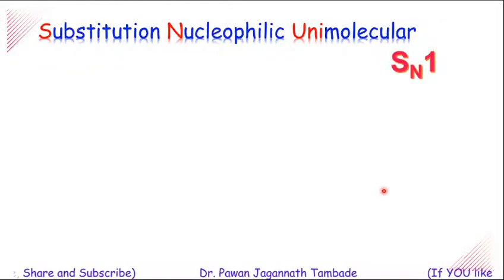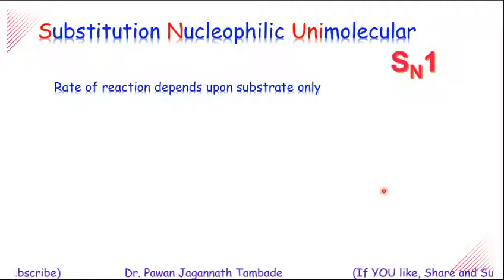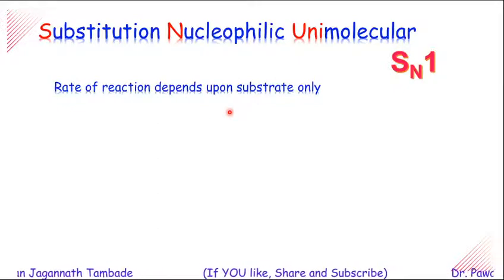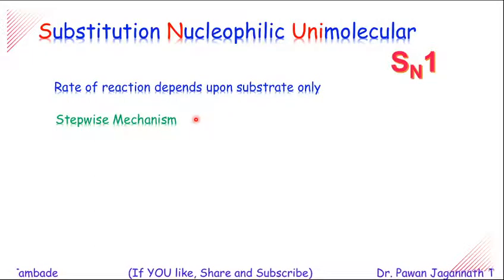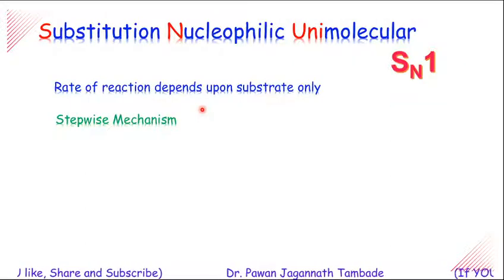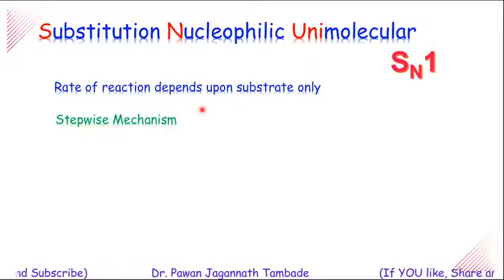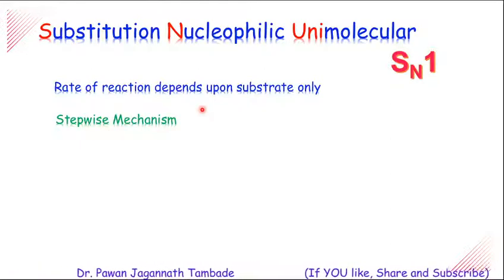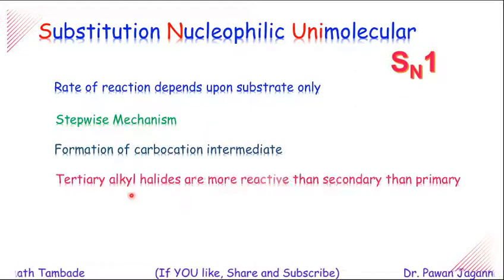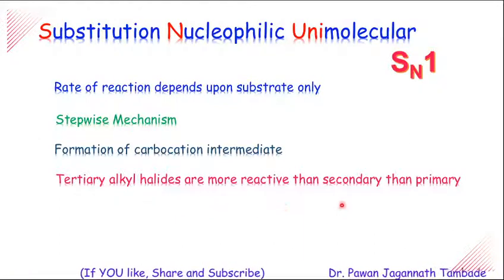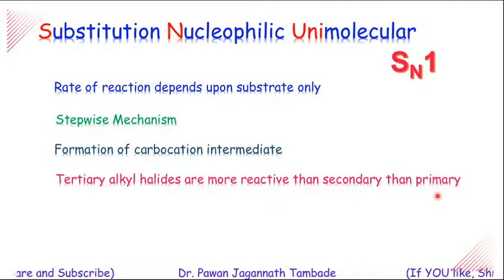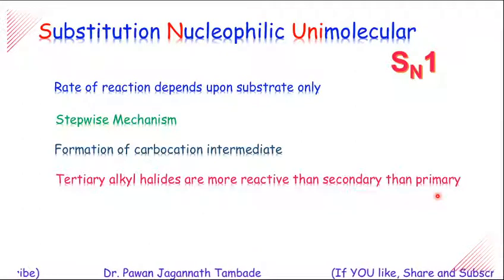So in substitution nucleophilic unimolecular, that is the SN1 reaction, we made some key observations. The rate of reaction depends upon substrate concentration only, and it is independent of the concentration of the nucleophile. The mechanism of the SN1 reaction is stepwise. In the very first step, there is a formation of a carbocation. The carbocation so formed is stabilized by many factors, and then it is attacked by a nucleophile, which results in formation of the expected product. Tertiary alkyl halides are more reactive than secondary, than primary alkyl halides in the case of an SN1 type of reaction. So these are some general and key observations in the SN1 reaction.